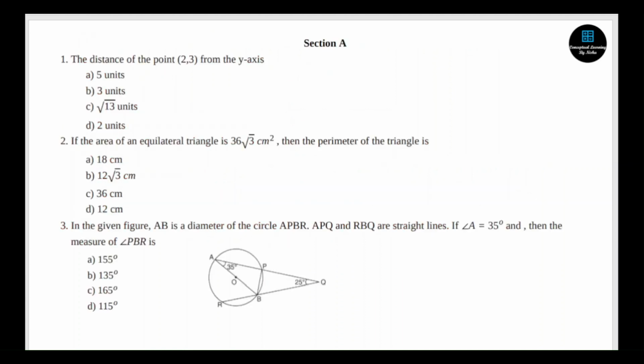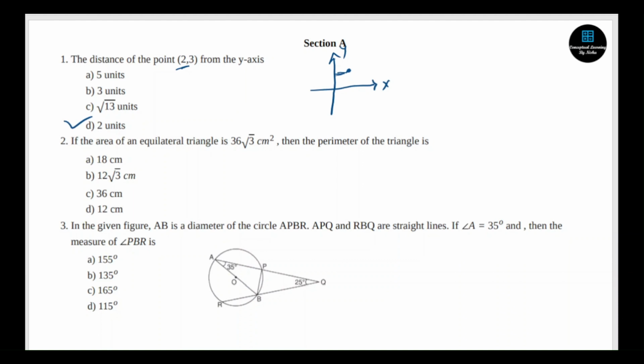Now the first question: the distance of the point (2, 3) from the y-axis. Now see, this is the x and y-axis. Point (2, 3) is somewhere, let's say here. Now you have to find the distance from the y-axis. Distance from the y-axis is nothing but your x coordinate. So it is 2 units here because the x coordinate is 2. So the distance is 2 units.